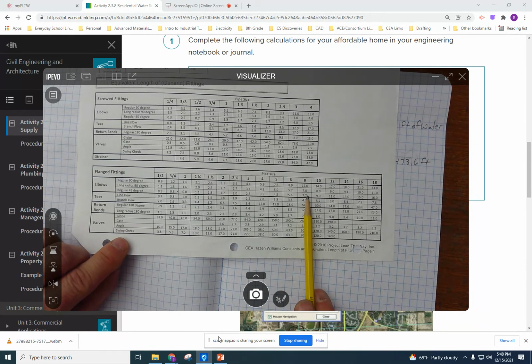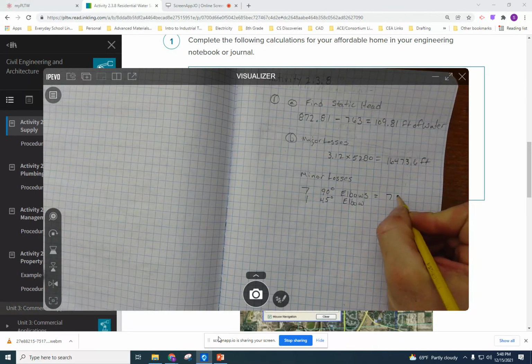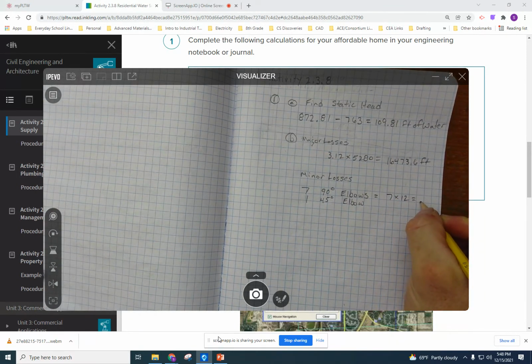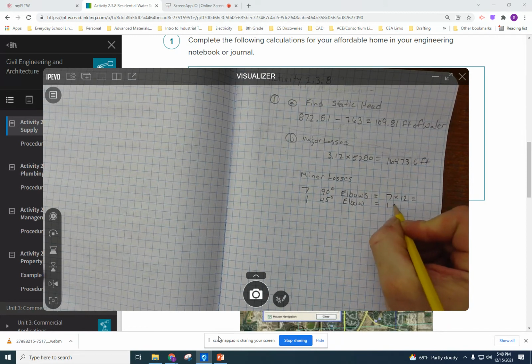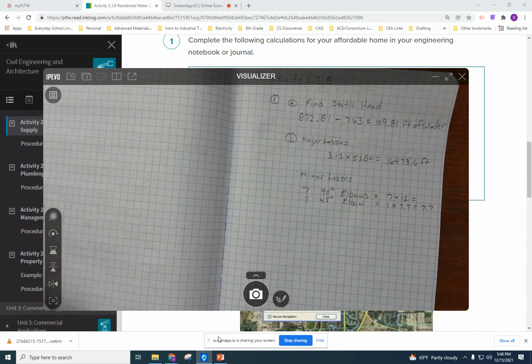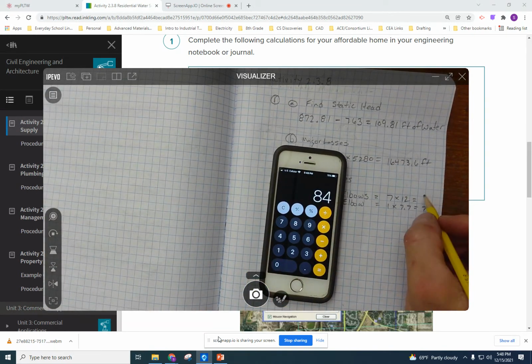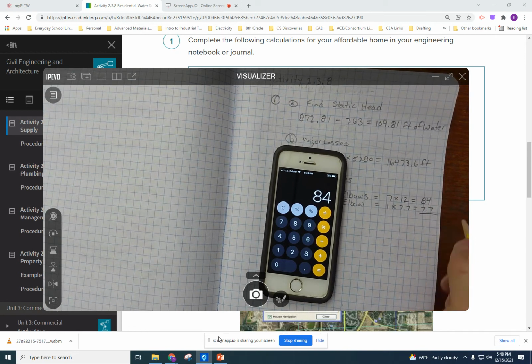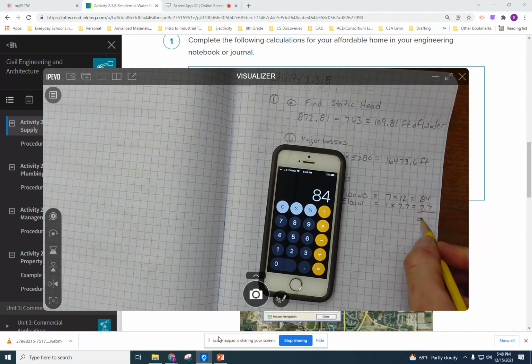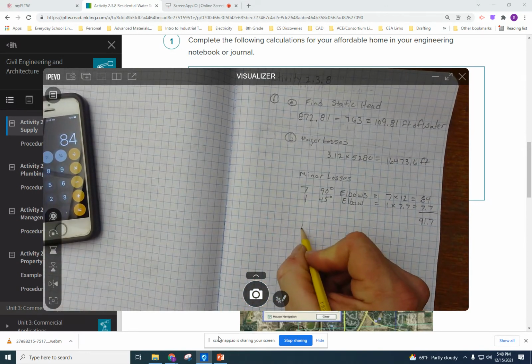So what that looks like is you take 7 times 12, and we'll get our feet. 1 times 7.7 is 7.7, right? But if we take 12 times 7, you get 84. We add those together, and you're at 91.7. So then we're going to say total losses.